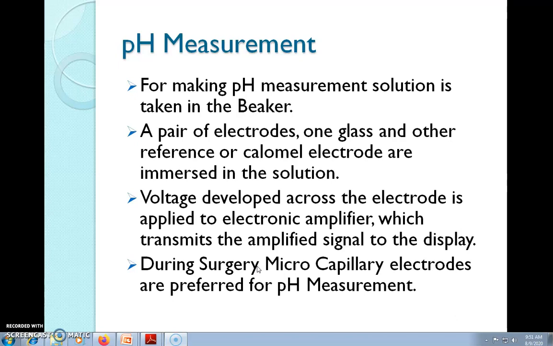The glass electrode exhibits a high electrical resistance in the order of 100 to 1000 megaohm. The high resistance of glass electrodes makes them highly susceptible to capacitive pickup from AC mains. So in order to minimize such effects, it is advisable to screen the electrode cable. The screen is usually grounded to the case of the measuring instrument.